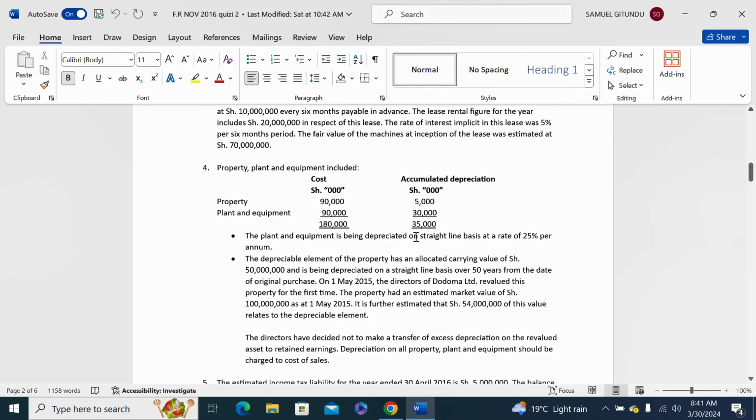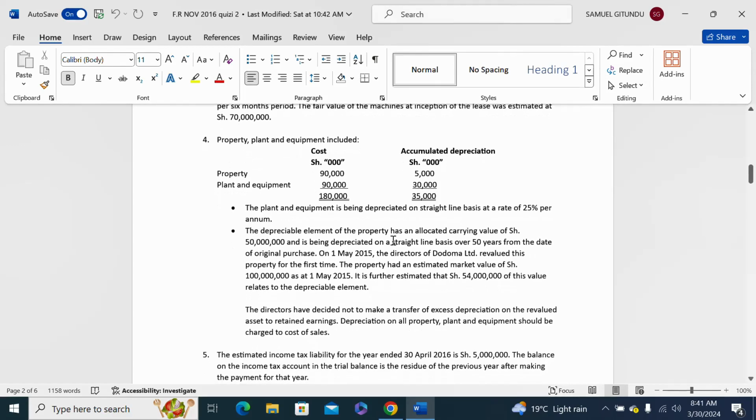The plant and equipment is being depreciated on a straight line basis at a rate of 25% per annum. The depreciable element of the property has an allocated carrying value of shillings 50 million and is being depreciated on a straight line basis over 50 years from the date of original purchase.